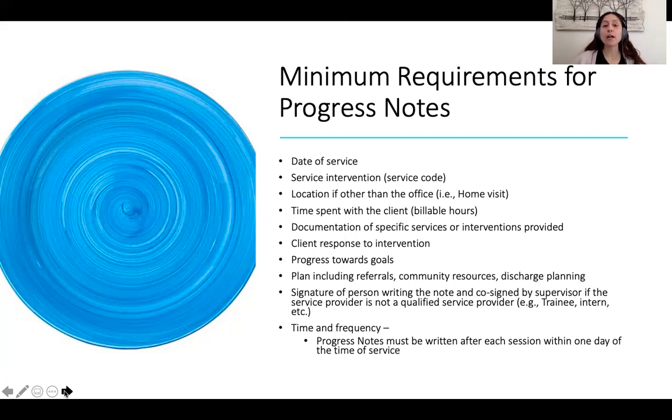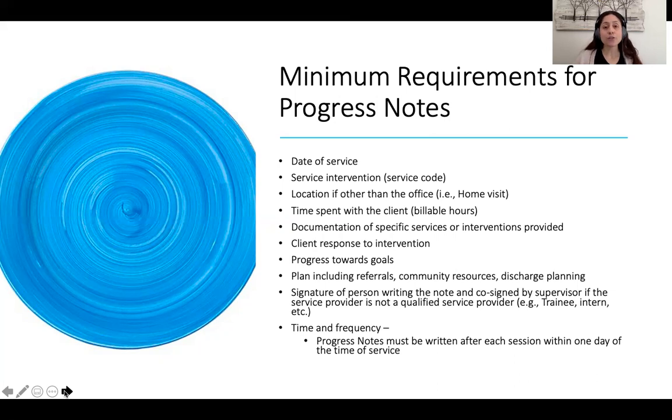This is something you'll get taught at your agency. Certain services require certain codes. For example, the code that you use for assessment is going to be different than the code that you use for a regular treatment session. And this is because they're billed a little bit differently and have different caps in terms of time.